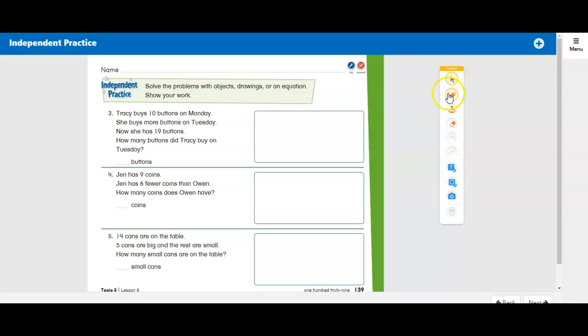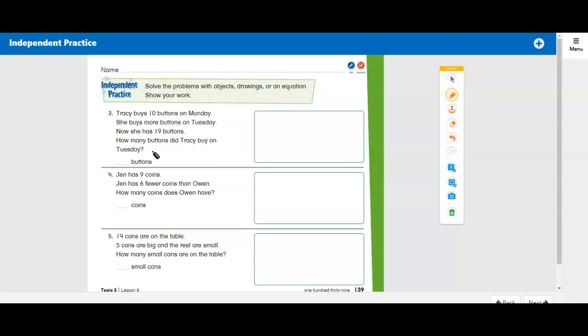So now for your independent practice on page 139, it wants you to solve the problems with objects, drawings, or an equation. Show your work. So our first problem, number 3, says Tracy buys 10 buttons on Monday. She buys more buttons on Tuesday. Now she has 19 buttons. How many buttons did Tracy buy on Tuesday?